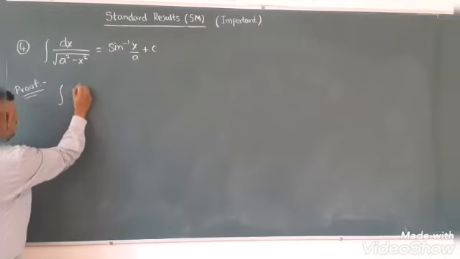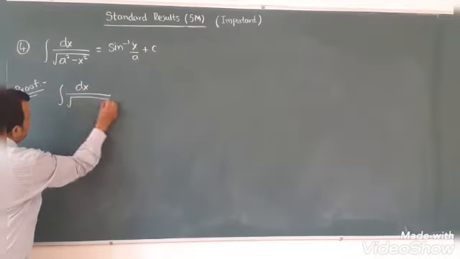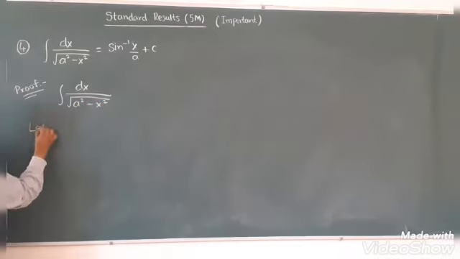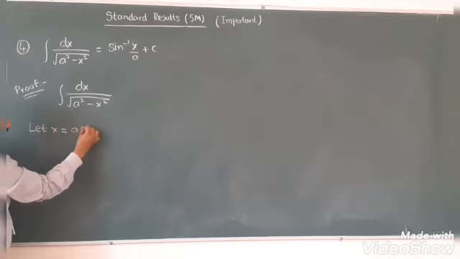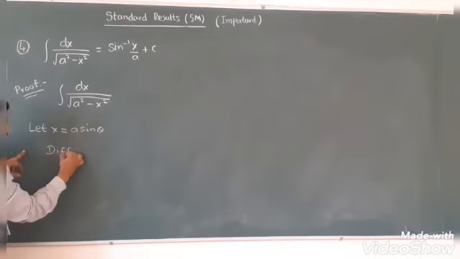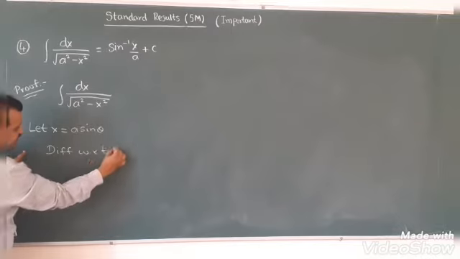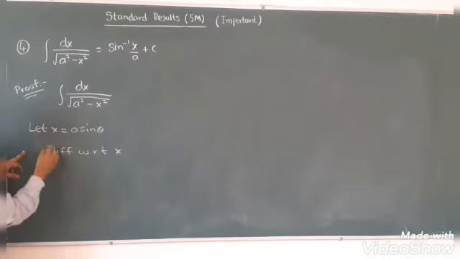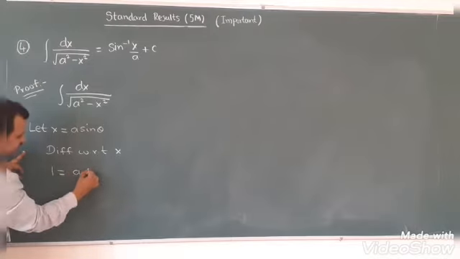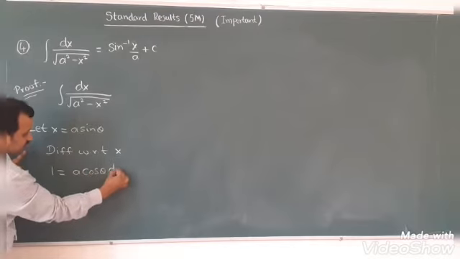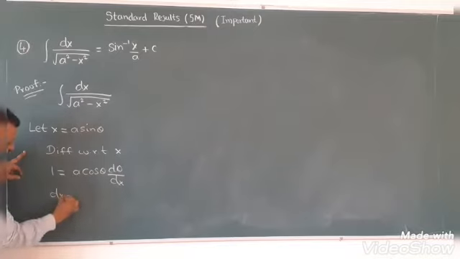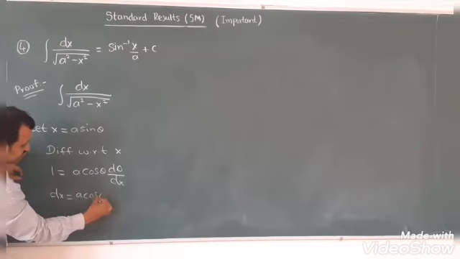So integral dx divided by root over a square minus x square. Here I can say let x is equal to a sine theta. Dx means differentiate both sides with respect to x. So differentiation of x is 1, equal to a times differentiation of sine theta, it is cos theta into d theta by dx. This dx I am shifting to the side. So dx is nothing but a cos theta d theta.